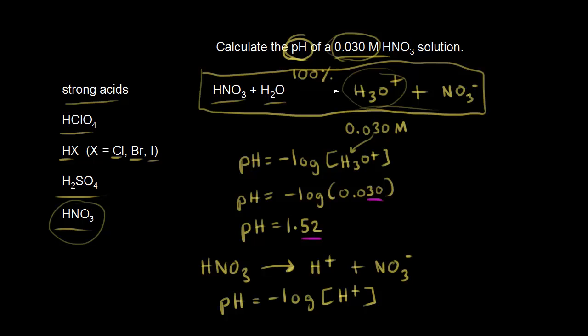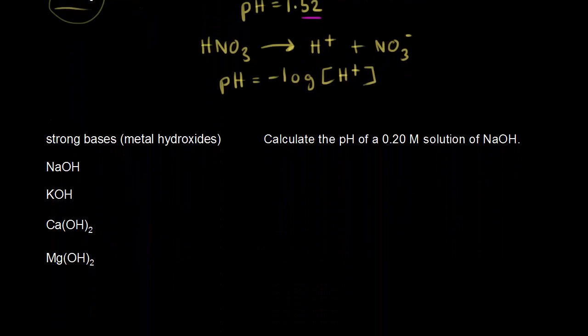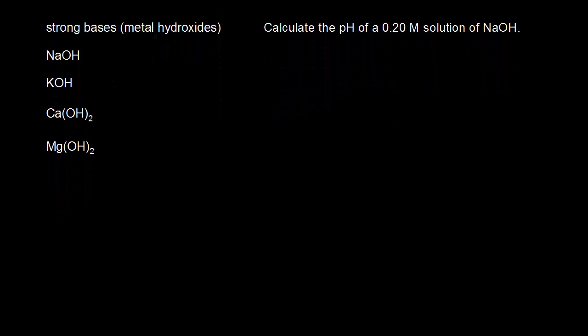All right, next let's look at strong bases. So we're only going to talk about metal hydroxides as being strong bases in this video. So some common metal hydroxides: sodium hydroxide, potassium hydroxide, calcium hydroxide, and magnesium hydroxide. So let's do this problem. Calculate the pH of a 0.20 molar solution of sodium hydroxide.